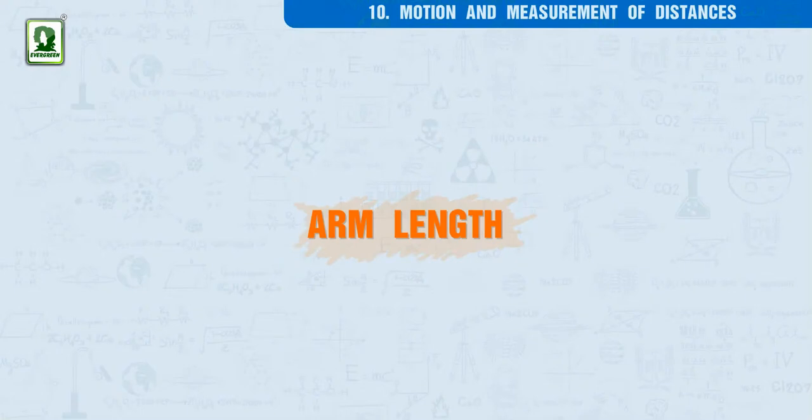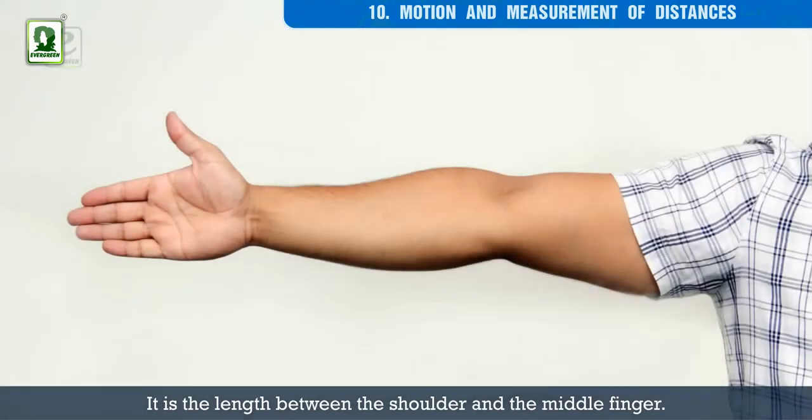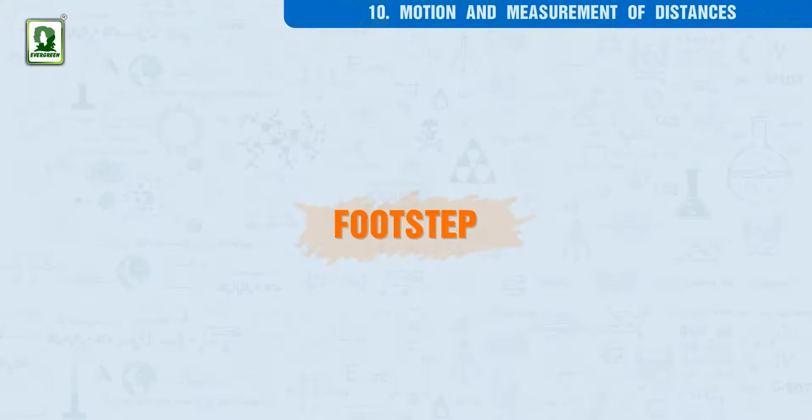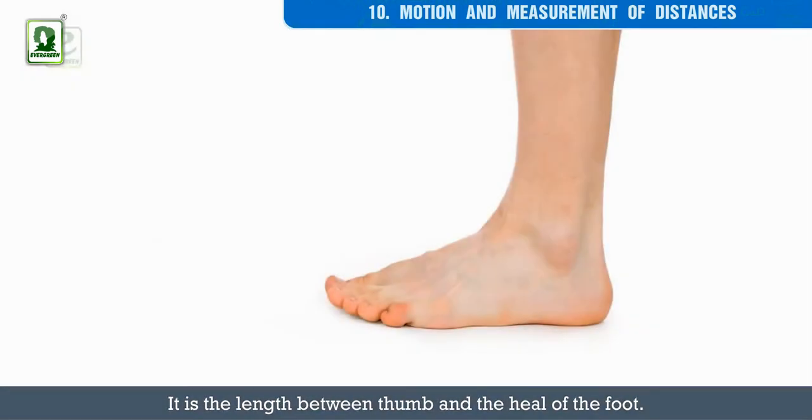Arm length. It is the length between the shoulder and the middle finger. Footstep. It is the length between thumb and the heel of the foot.